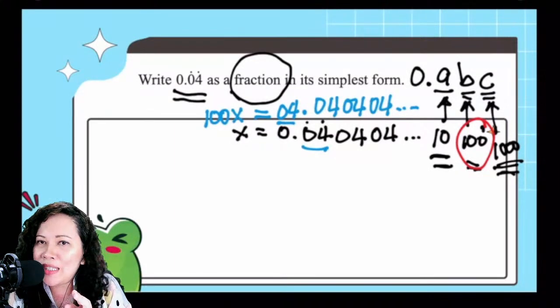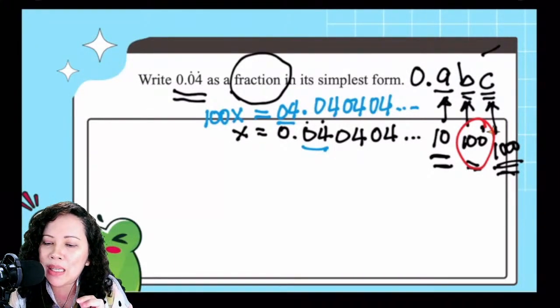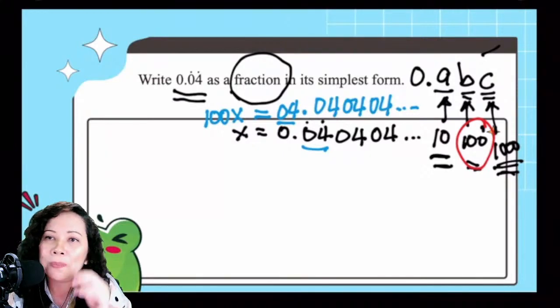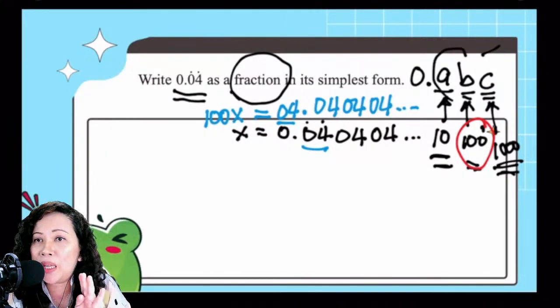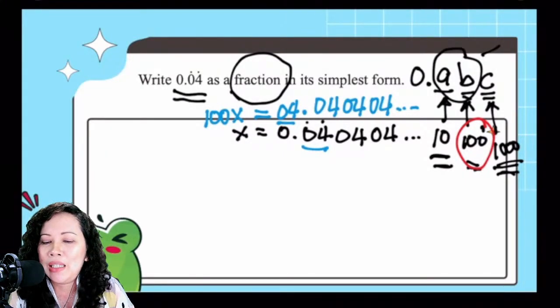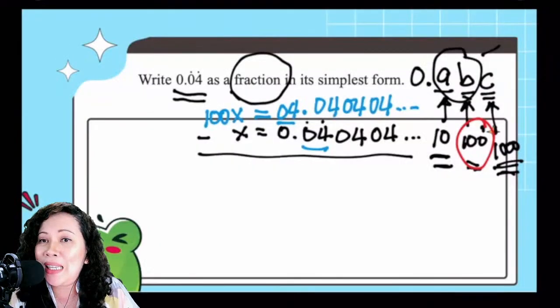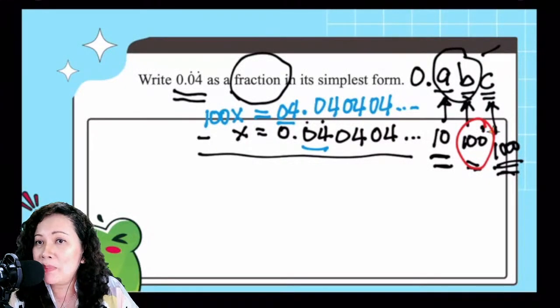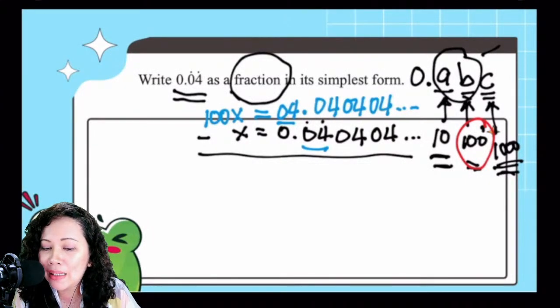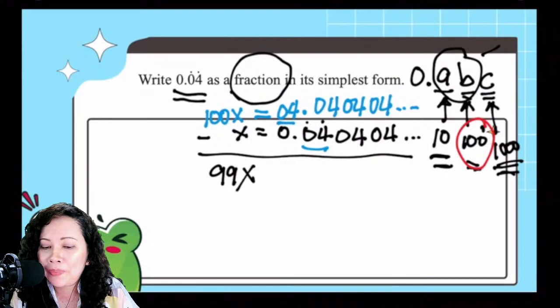Okay, so for this case, it's 0404. That means it's up to B, A and B. So you multiply the whole thing by 100. The next step is you subtract. Once you have subtracted 100x minus 1x, remember that is just x. So 100 minus 1 is 99x.